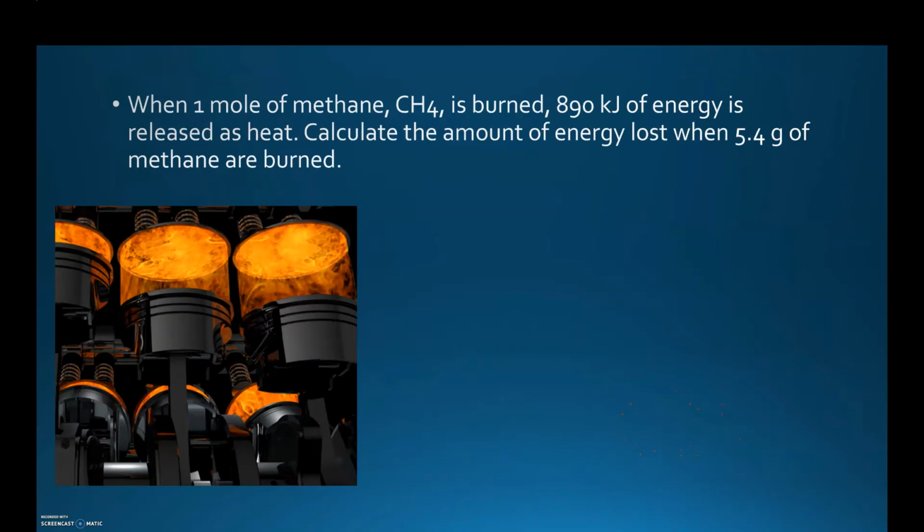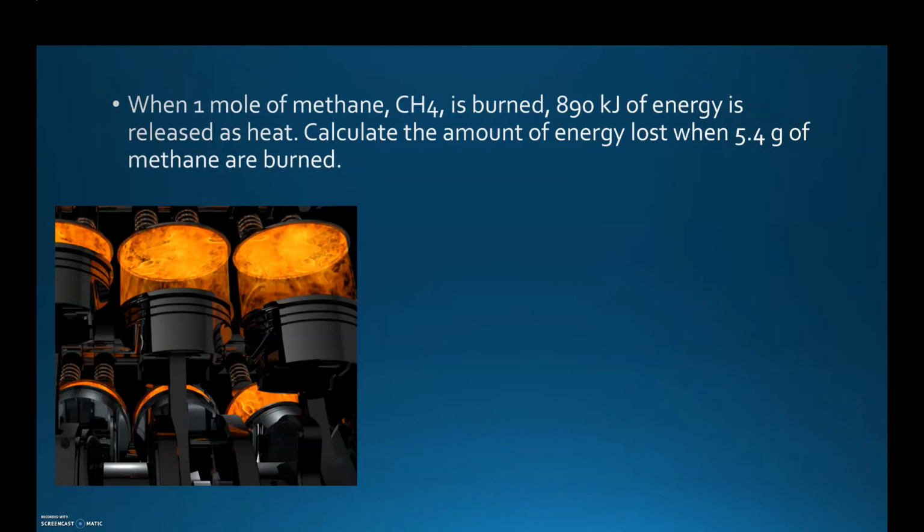So as we look at a chemical reaction here, you can see we have a combustion chamber, the engine. When 1 mole of methane gas is burned, 890 kilojoules of energy is released as heat. Calculate the amount of energy lost when 5.4 grams of methane are burned. In order to answer this question, we need to first make an inventory. We need to understand what information is given and how we're going to use it.